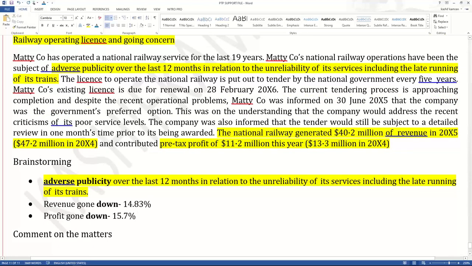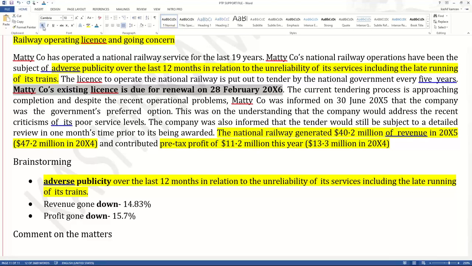The license to operate, I'm reading the third line. The license to operate the National Railway is put out to tender by the national government every 5 years. So every 5 years, the government puts the tender for operating the National Railway. METI Company's existing license is due for renewal on the 28th of Feb 2X6. That's the foreseeable future, right?